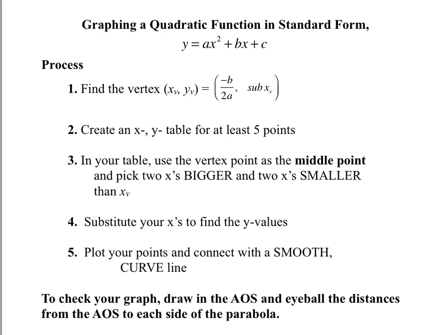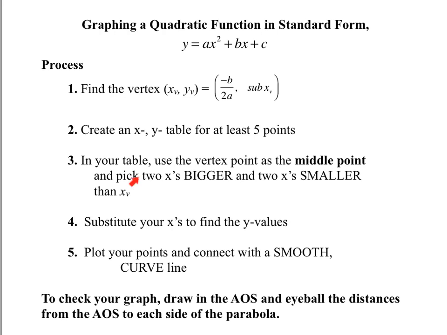In the first step, we are going to take a look at the vertex, which we've already done in the prior lessons, but you are going to have to apply the negative b over 2a formula to find the x value and plug it in to find the y value. Then you're going to create an xy table of 5 points. In your table, you'll have to put the vertex as the middle point, and you'll see that illustrated in a minute when we do an example.